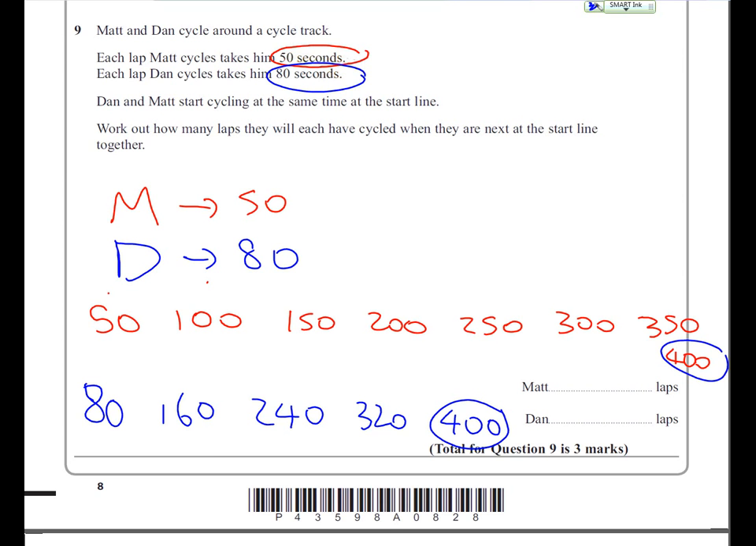So how many laps will they have each cycled? Matt is quicker, obviously, because he's done 1, 2, 3, 4, 5, 6, 7, 8 laps. Dan has done 1, 2, 3, 4, 5 laps. Job done. Okay, that's it.